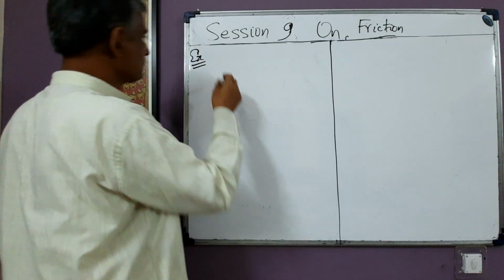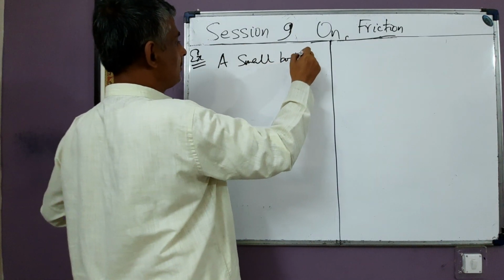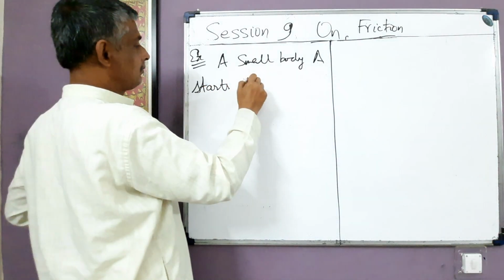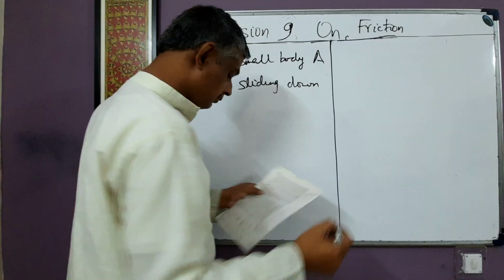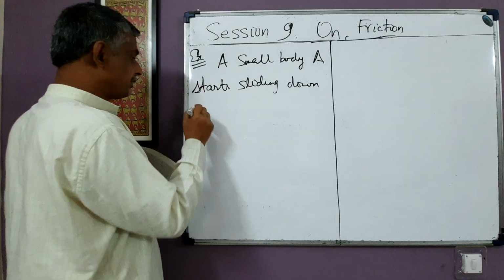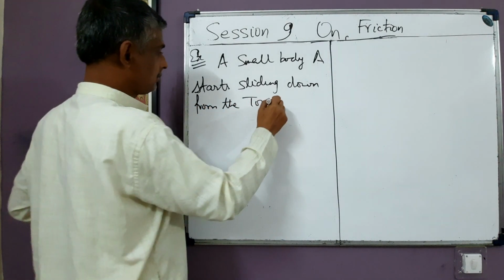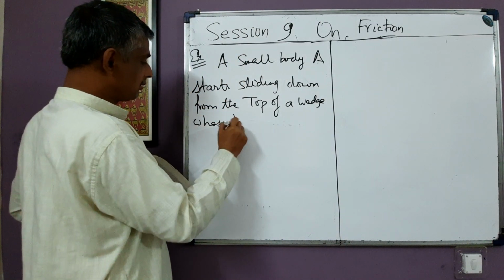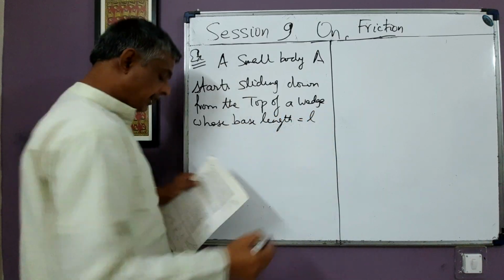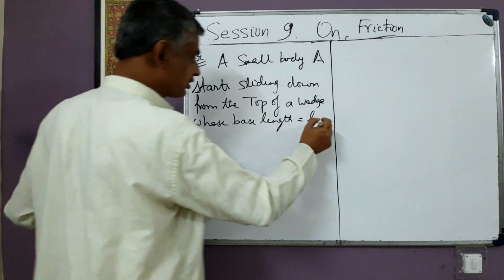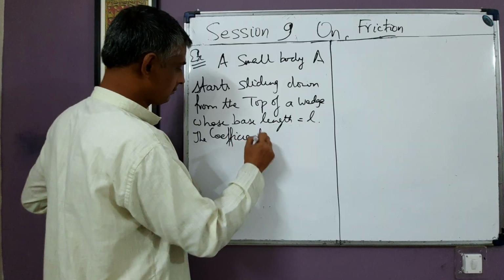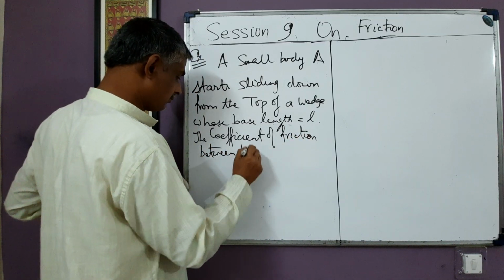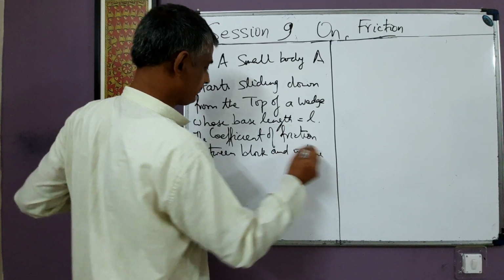Question is this. A small body A starts sliding down from the top of a wedge whose base length is L. The coefficient of friction between the body and the incline is mu.